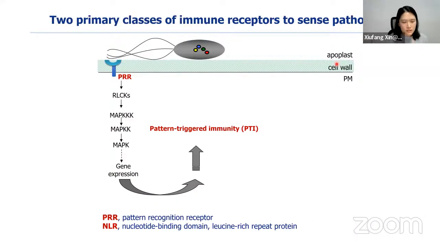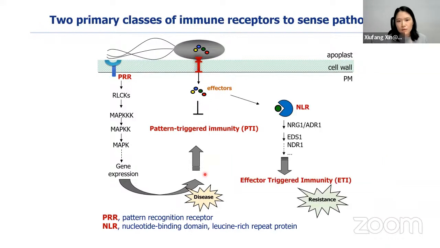So the first class of receptors is called PRRs, located on the cell surface, and leads to PTI. And I already told you that virulent pathogens can use effectors to shut down PTI and cause disease. Some of the effectors can be recognized by a second class of receptors called NLRs, leading to ETI, which usually generates strong resistance.